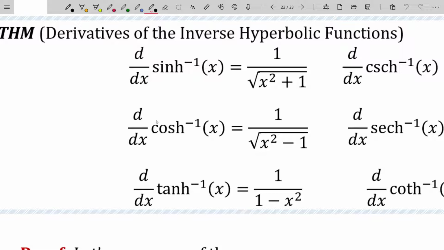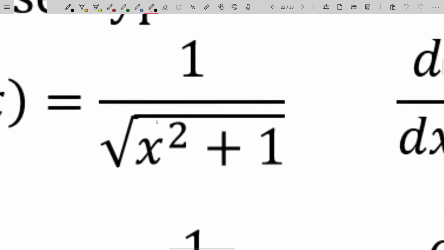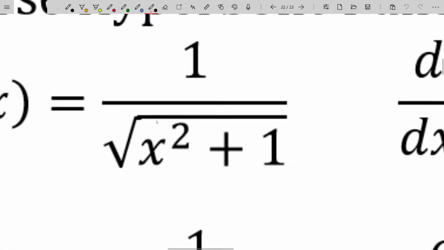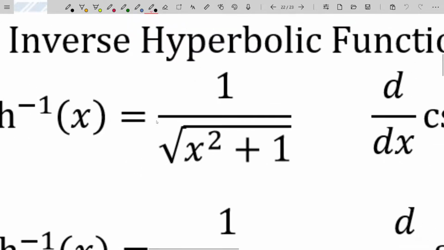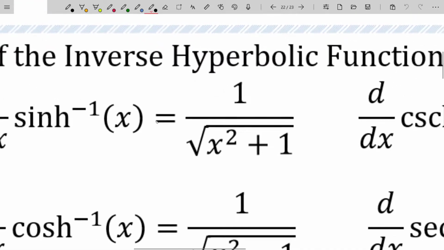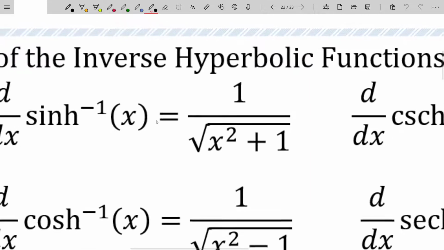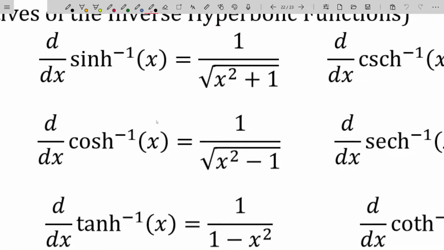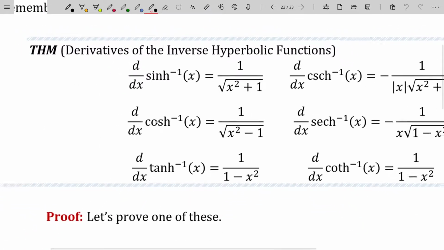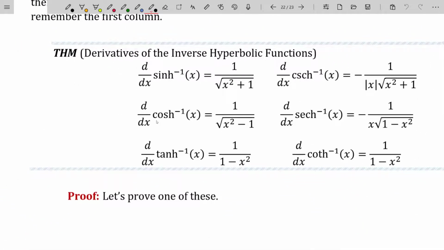But you'll run into, in Calc 2, a lot of situations where you're dealing with these functions right here. If you happen to know that that is the derivative of the sinh inverse, then you can speed up your computations immensely. Not a lot of people are going to remember that, so okay, that's fine. But just letting you know, these are kind of interesting if you can remember them.